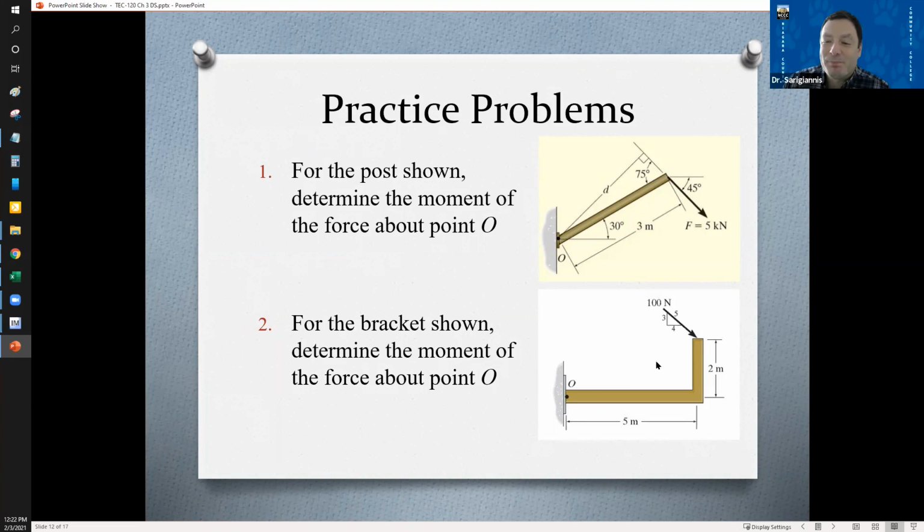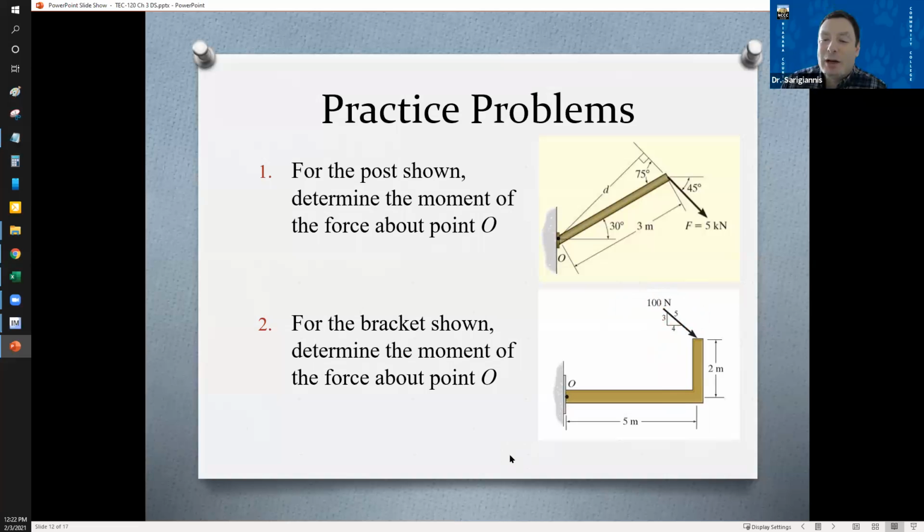The bracket shown. Determine the moment of the force about point O. Now look at the information we're given. We're given this beam that's 5 meters long in the X direction, and then it's 2 meters up. And we're given a force that's acting, and we're not even given the angle, we're given the slope, right? It's a 3, 4, 5 triangle. So we have geometric information. So we're going to use this to figure out our force components.